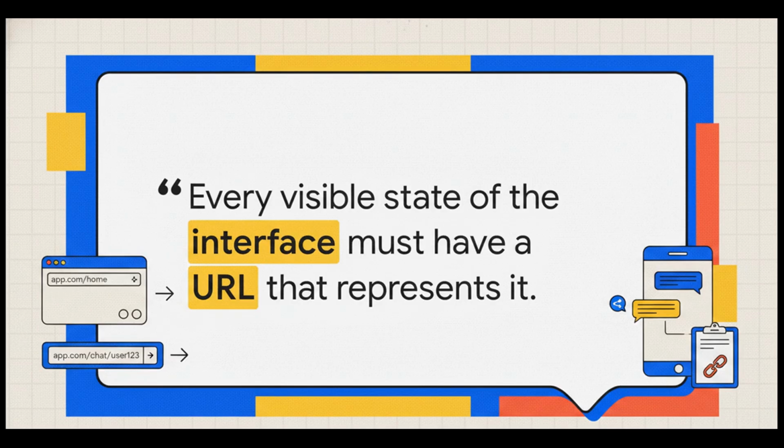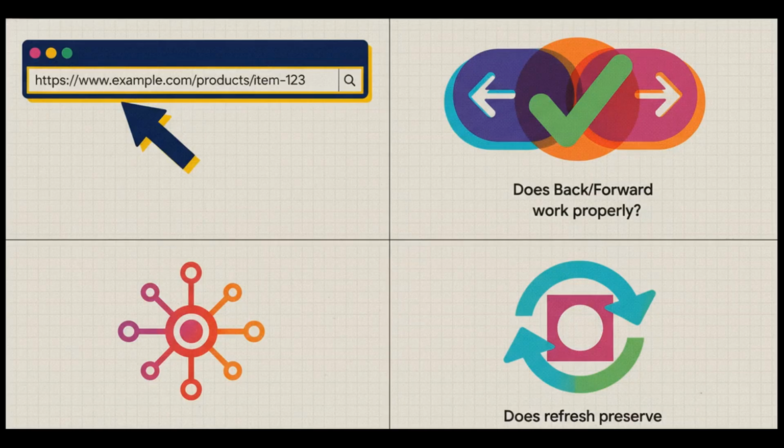Imagine someone trying to copy a link to share a specific chat screen with a coworker. If the URL didn't update to reflect that specific chat, their coworker is just going to see the default homepage when they click it. This contract is what ensures basic shareability and native browser behavior actually survive in our modern web apps. So, how do you know if you're actually getting this right?